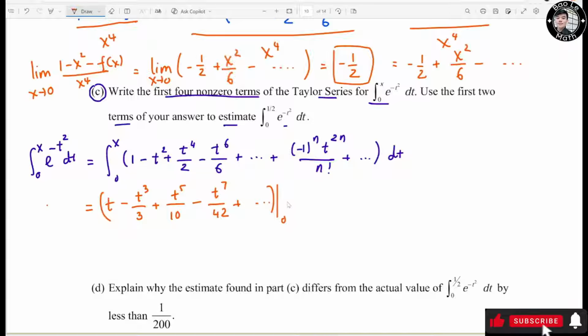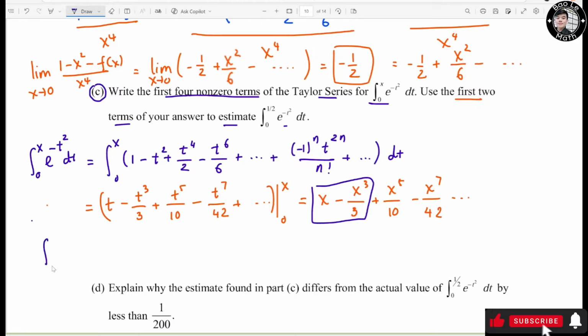Evaluated from 0 to s. So it's going to be s minus s cubed over 3 plus s to the 5th over 10 minus s to the 7th over 42, right? So the first 2 terms right here.